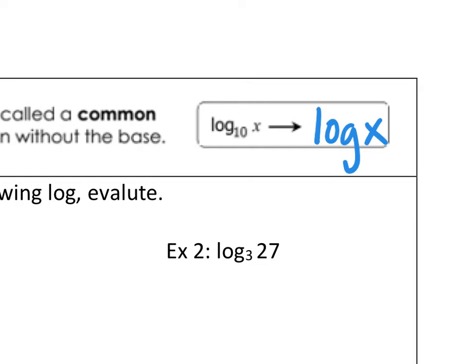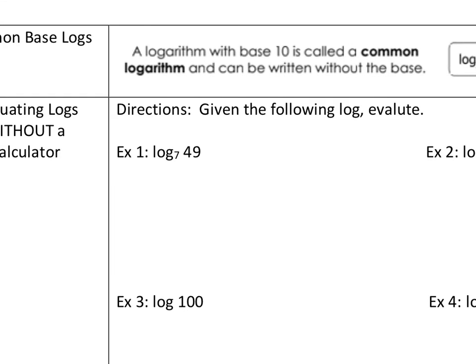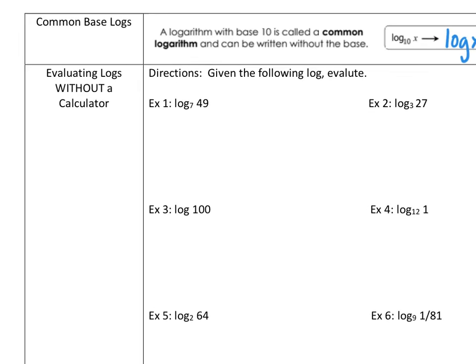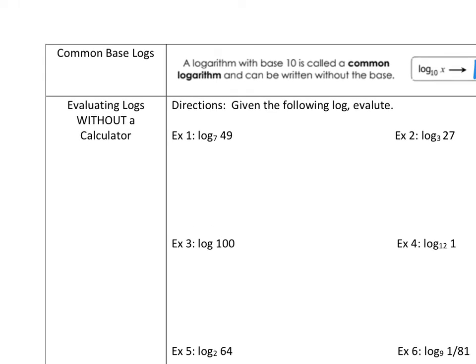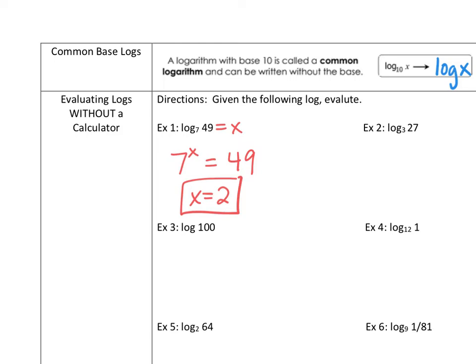Okay, so here's what we're going to do. These are all without a calculator, so don't use a calculator on these. Here's how we do this. Keep my base, which is 7 here, to the x power, because I don't know what that is, equals 49. So 7 to what power equals 49? 2. Good. You should make everything like this easy. The ones on the quiz won't be bad.